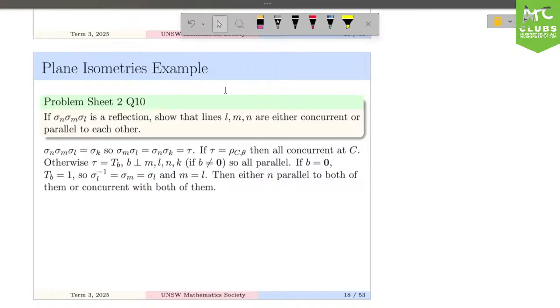Now, sigma m and sigma l are equal to some product of two reflections. There are multiple possibilities. If this is a rotation, these are concurrent at a point C. If it is a translation, then they are parallel. And if they're not parallel, then they will just be coincident.